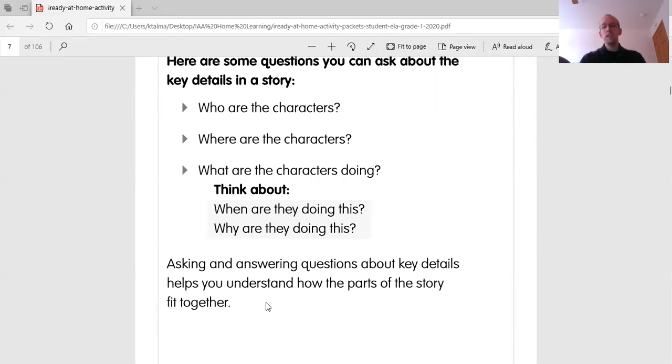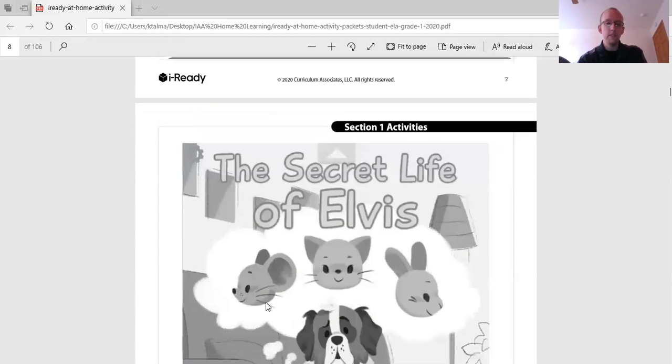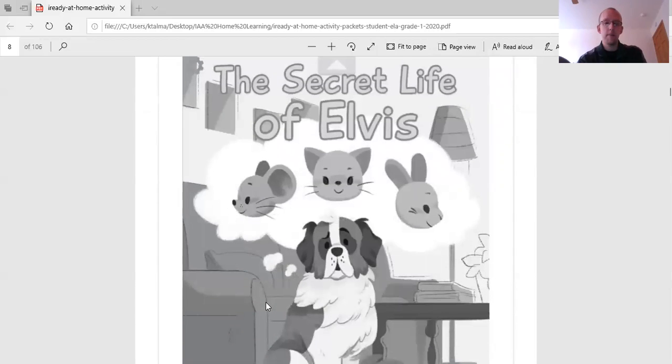So what we're going to do is look at the front cover of The Secret Life of Elvis. Remember, in my first video, I already read the story, so we're already familiar with it. All we're going to do this time is look at the front cover and practice asking and answering some more questions. So here's our front cover. You can flip to that page.